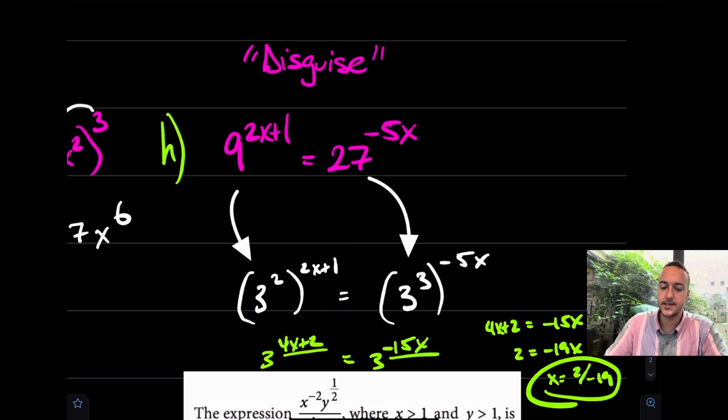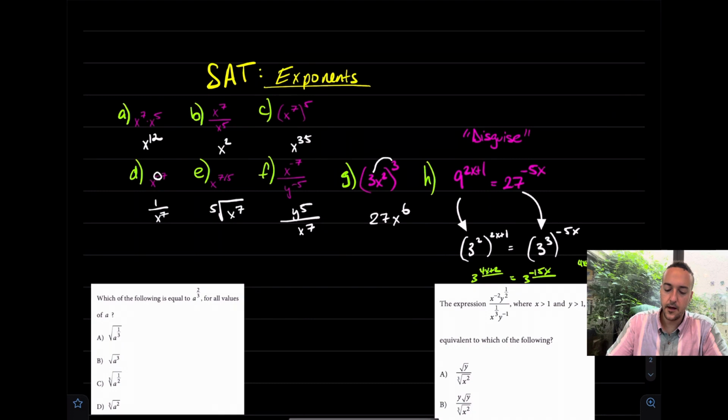So that is the idea of disguise. Again, how did I do that? I put them in the same base. I put them in a similar base. 3 to the 2nd and 3 to the 3rd. That's really the only way to do this question without a calculator. All right, so let's start applying these skills.